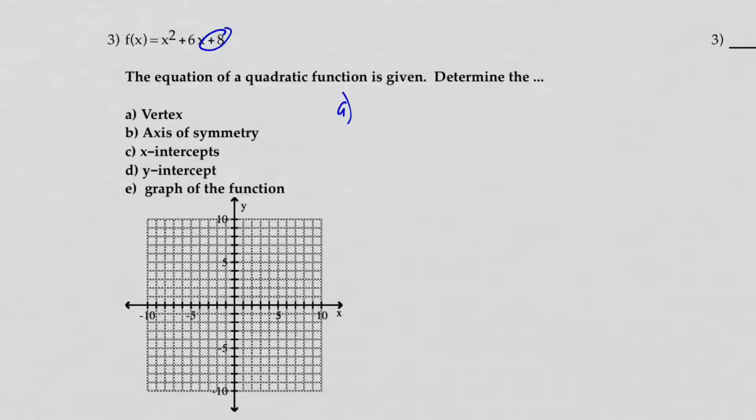So, since we can't see the vertex, we're going to use the formula for the vertex. And that's starting with the x coordinate. And that's going to be -6 over 2 times 1, which is -3. And then we're going to take that -3 and plug it into our function, so we can calculate the value of this function at this spot.